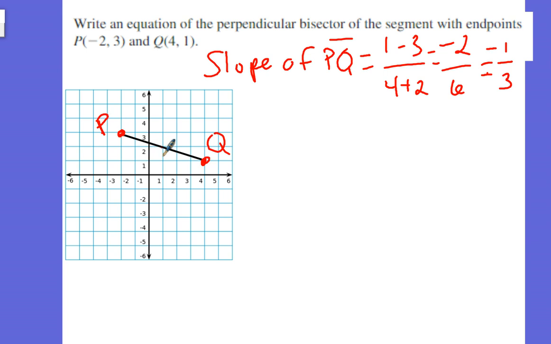So then the perpendicular slope will be the opposite reciprocal. So we flip it and negate it. To flip it is 3 over 1, and then negate it, make negative positive. So its slope is just 3. Great. But what else do we need to know?